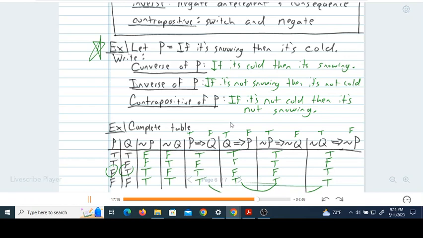Now note that the converse is not logically equivalent. If it's cold, then it's snowing. That's not necessarily true. There's plenty of cold days when it's not snowing. And the inverse is also not quite correct. It says if it's not snowing, then it's not cold. Again, there's plenty of days when it's cold and not snowing.